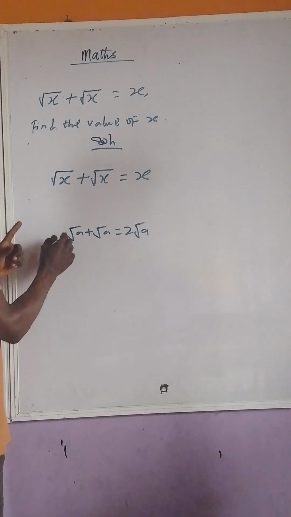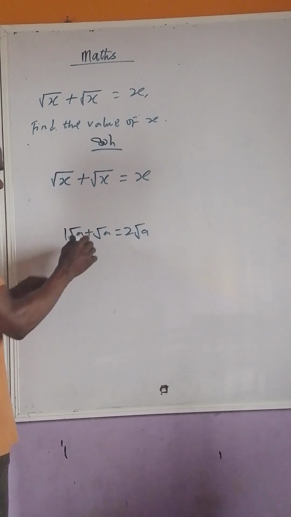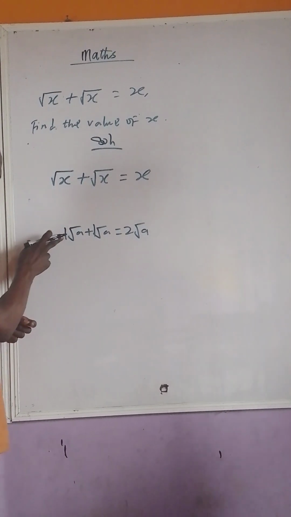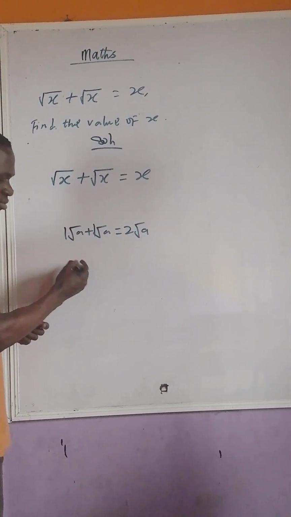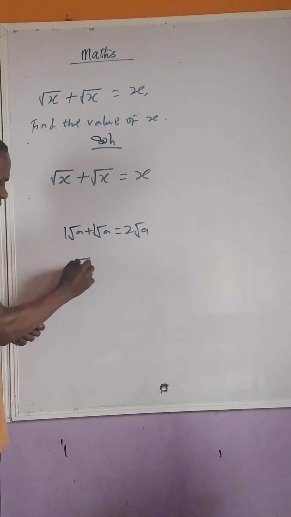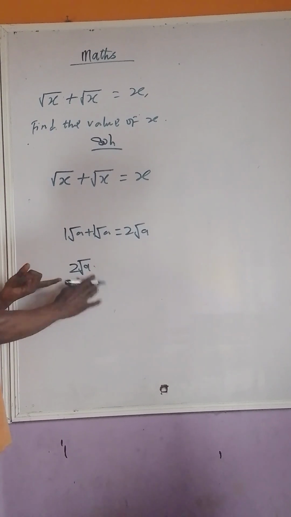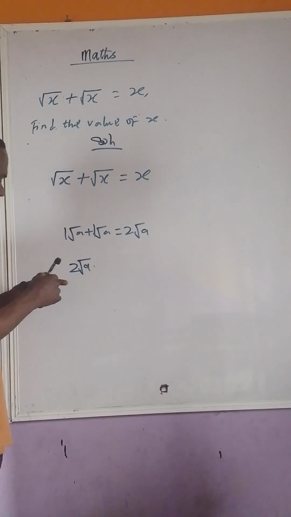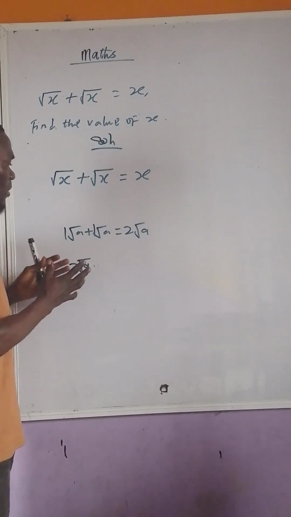This root a has an invisible 1 here as well. So when you add this one and this one, it gives us 2. Then pick one of these roots, root a. Then we have it in this format. So in that case, we are going to apply it to what we have here.